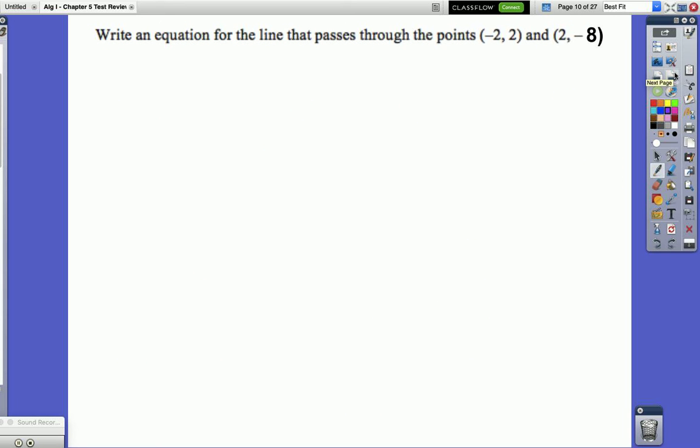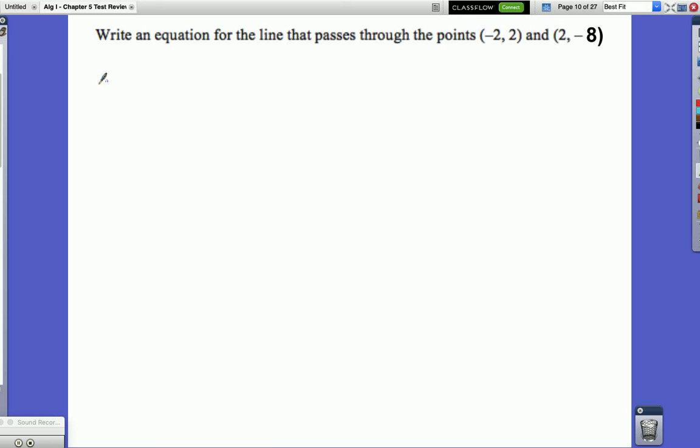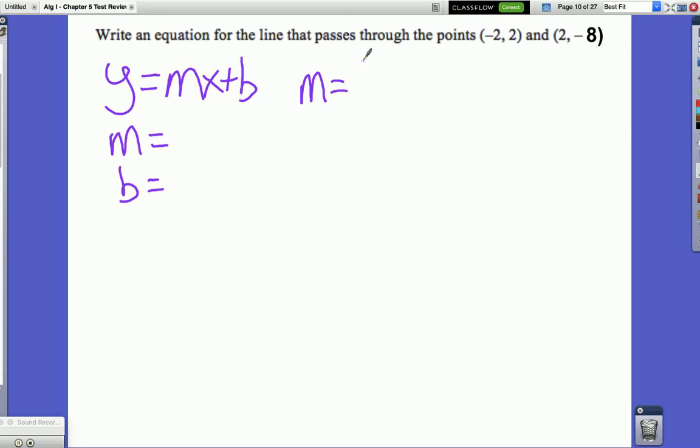Write an equation of a line that passes through the 2 points. So every time you write an equation, we put y equals mx plus b, m equals, and b equals. So for this problem, we're given 2 points. So to find the slope through 2 points, we use the slope formula. y2 minus y1 over x2 minus x1. So above these points, we should write x1 and y1, x2 and y2.